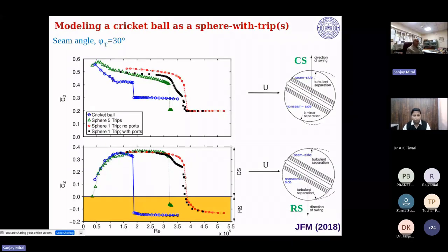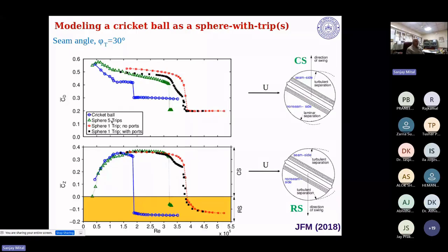There are many models here. We made synthetic spheres with trips, so we'll ignore all that. Let's just look at the cricket ball, which is the blue line. So please look at the lower figure.